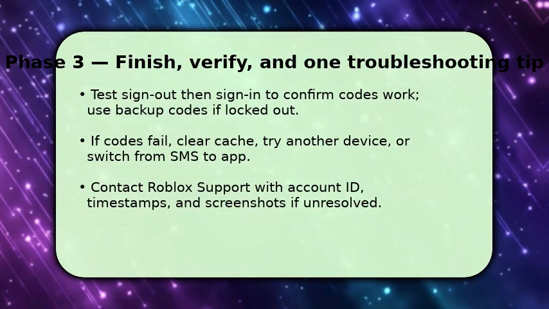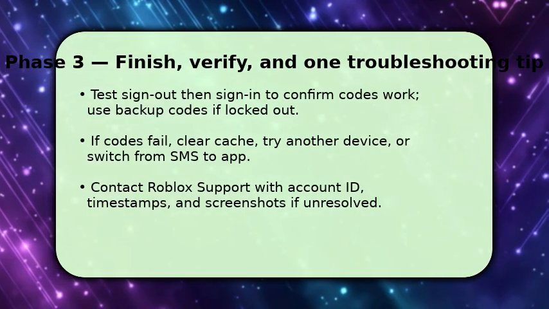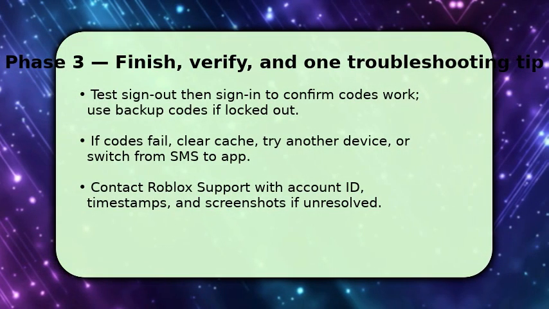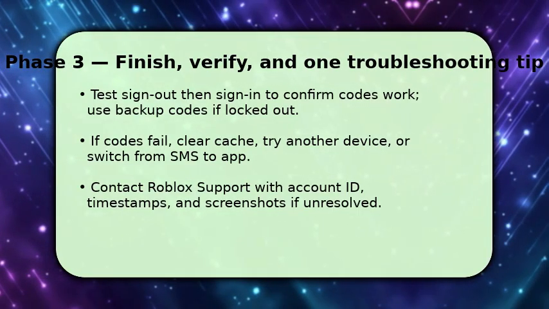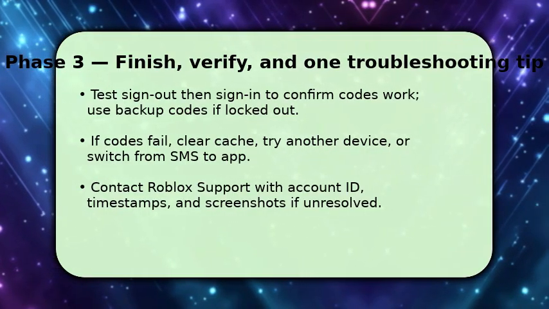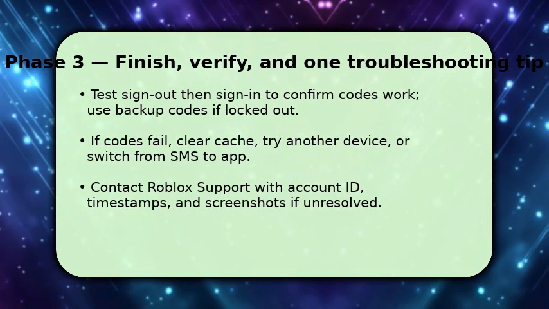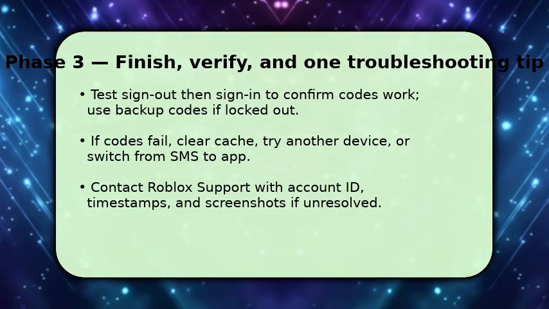If you're locked out, use your backup codes immediately, then reset the two-step method. If codes fail repeatedly, clear browser cache, try a different device, or switch from SMS to an authenticator app because apps avoid carrier issues. If problems persist, contact Roblox support and provide your account ID, approximate timestamps, and screenshots. These details speed resolution and help recover access.